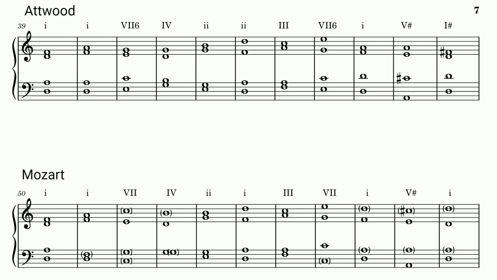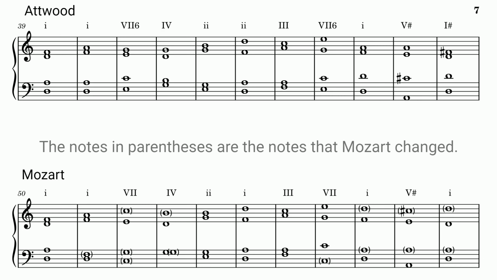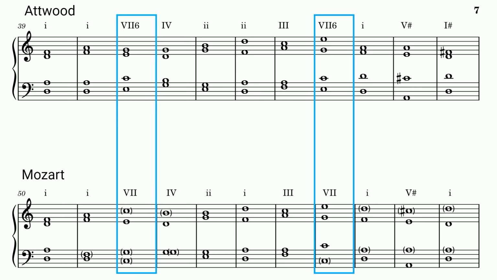Okay, now we see Mozart's correction on Atwood's example. There were no major mistakes like parallel fifths or parallel octaves, but he improved the voice leading. Notice that Mozart changed each of the chords based off scale degree 7 from a first inversion to a root position.